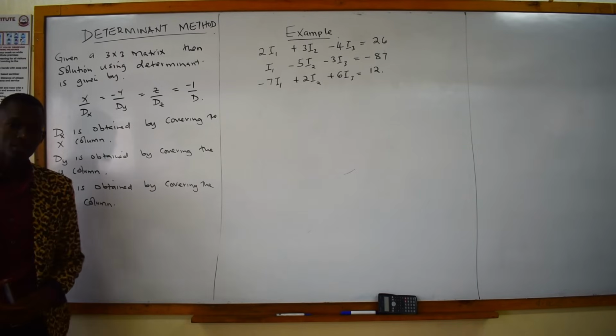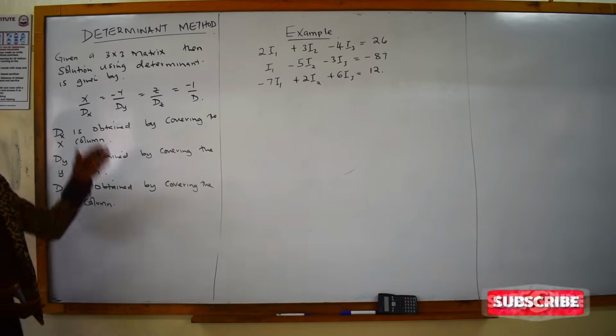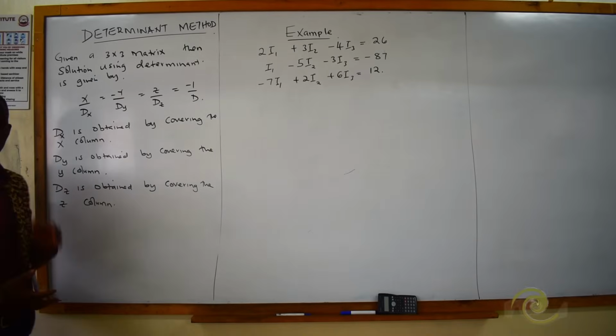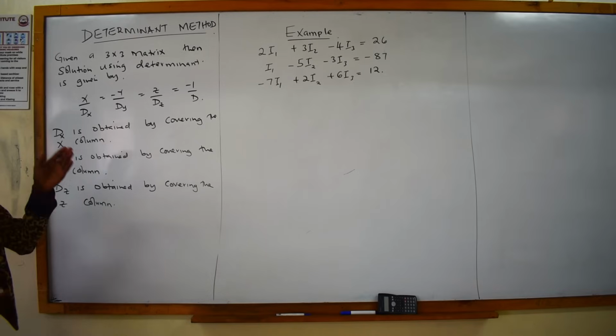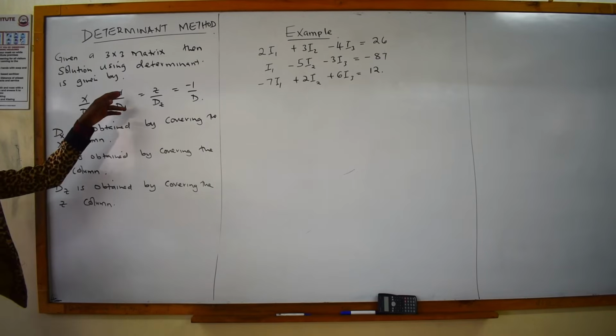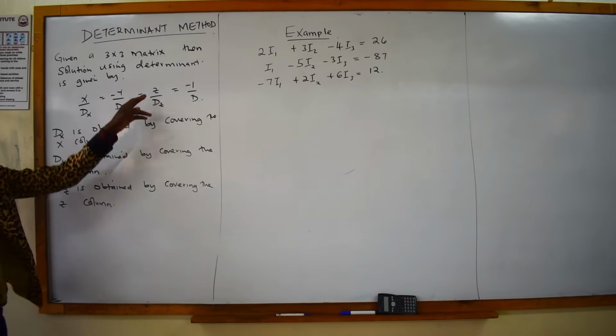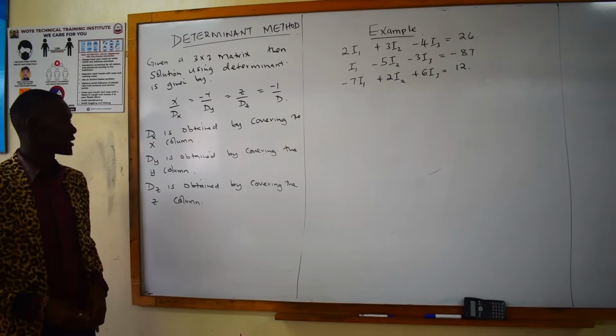Welcome to today's lesson, where we're going to check how to solve three simultaneous equations using the determinant method in matrices. If you are given a 3 by 3 matrix, then the solution using the determinant method is given by x = Dx, negative of y = Dy, z = Dz, then you have negative of 1 over the determinant.